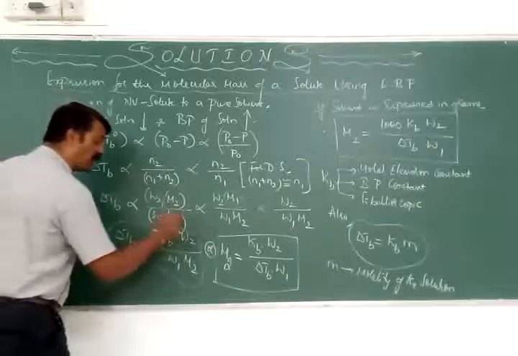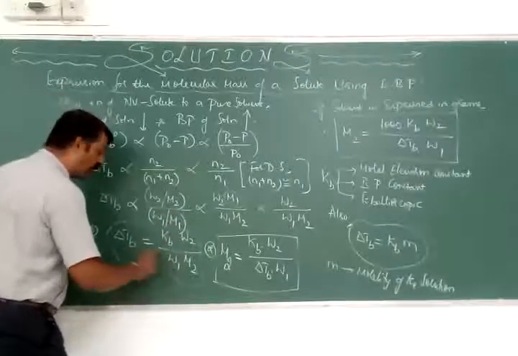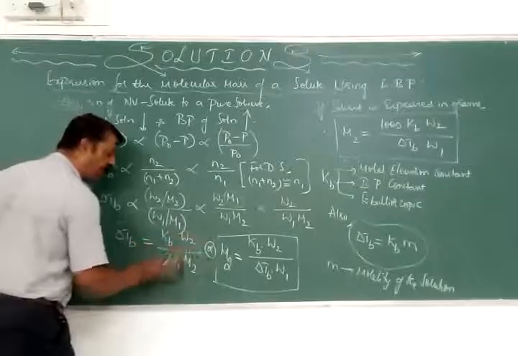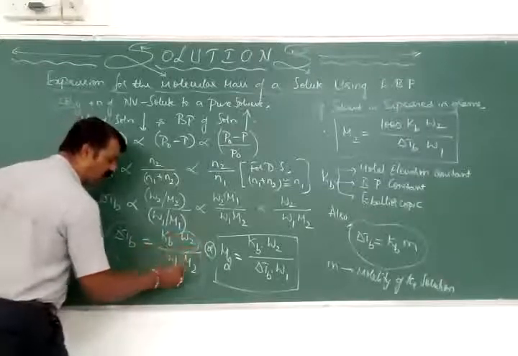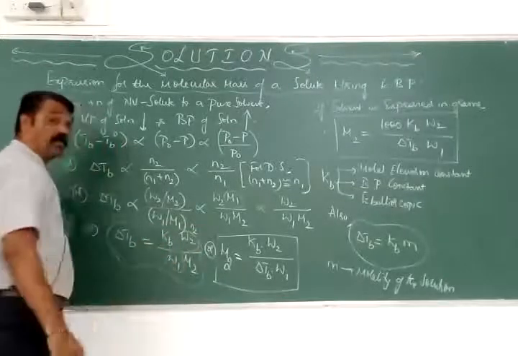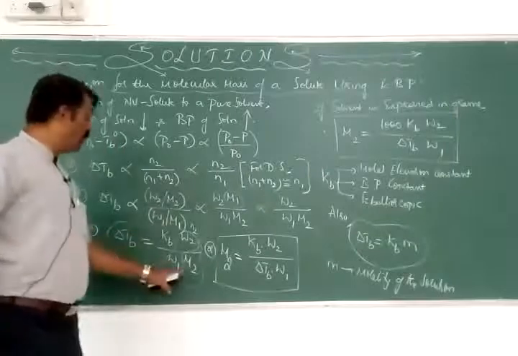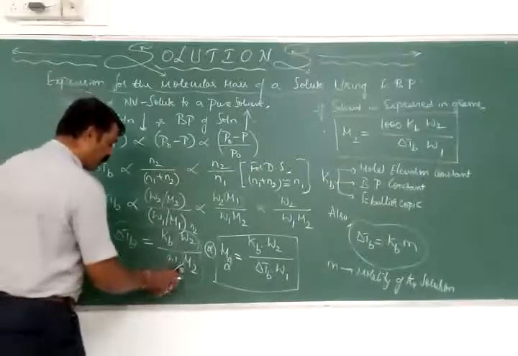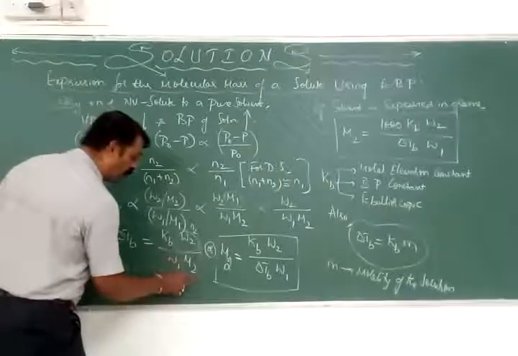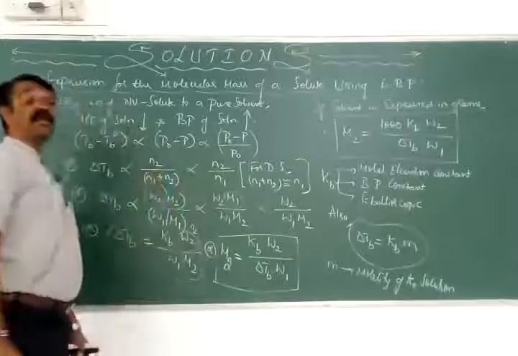N2 is the number of moles of solute per kg of solvent. So delta Tb is equal to Kb into what? This is actually N2. What is N2? The number of moles of solute, W2 divided by which one? M2. W2 divided by M2 is nothing but N2.